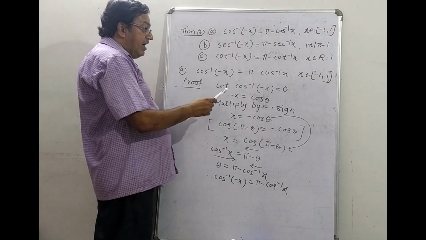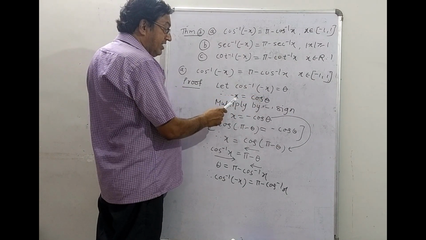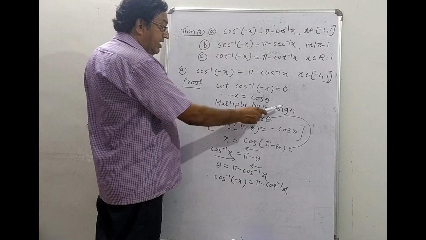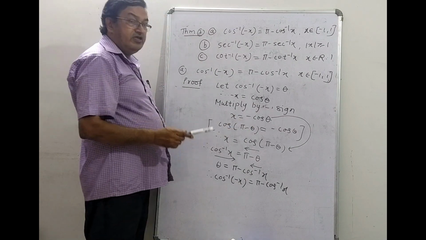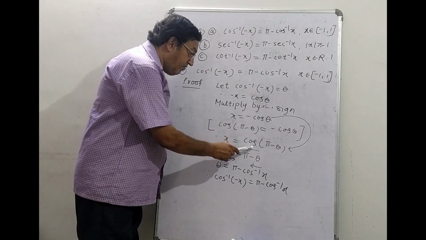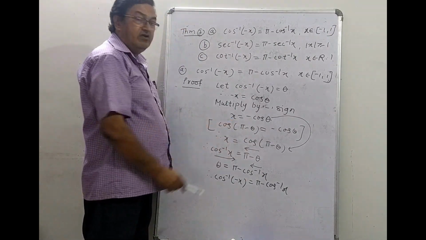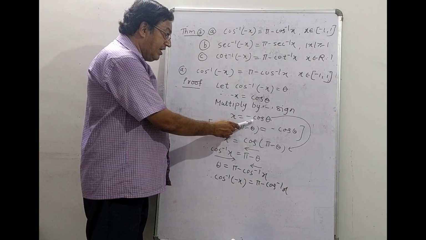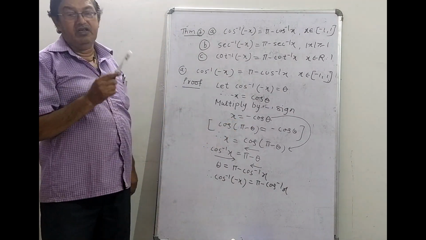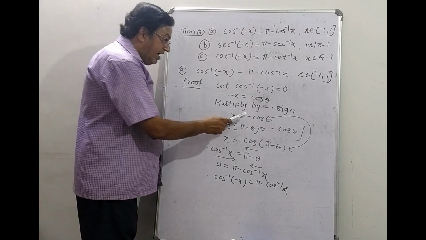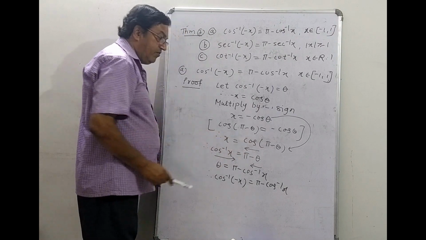So here I have started with cos inverse of minus x is equal to theta. Therefore minus x is equal to cos theta. If you multiply by minus, x is equal to minus cos theta. This minus cos theta you have to replace by cos of 180 minus theta, because cos of 180 minus theta is minus cos theta. You cannot take this minus cos theta as cos of minus theta, because there is no result for that. So minus cos theta I have taken as cos of pi minus theta. Pi is nothing but 180.